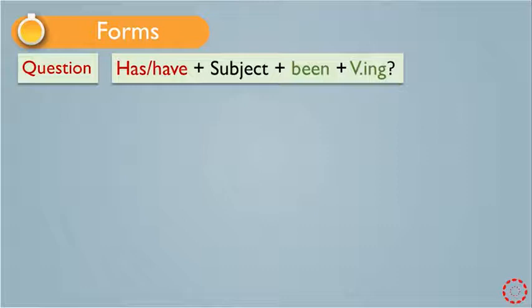And this is the question form of present perfect continuous. We put the verb to have, which is has or have, at the beginning or at the initial of the sentence, and then we have the subject, and then we have been plus verb-ing, and at the end we have a question mark.